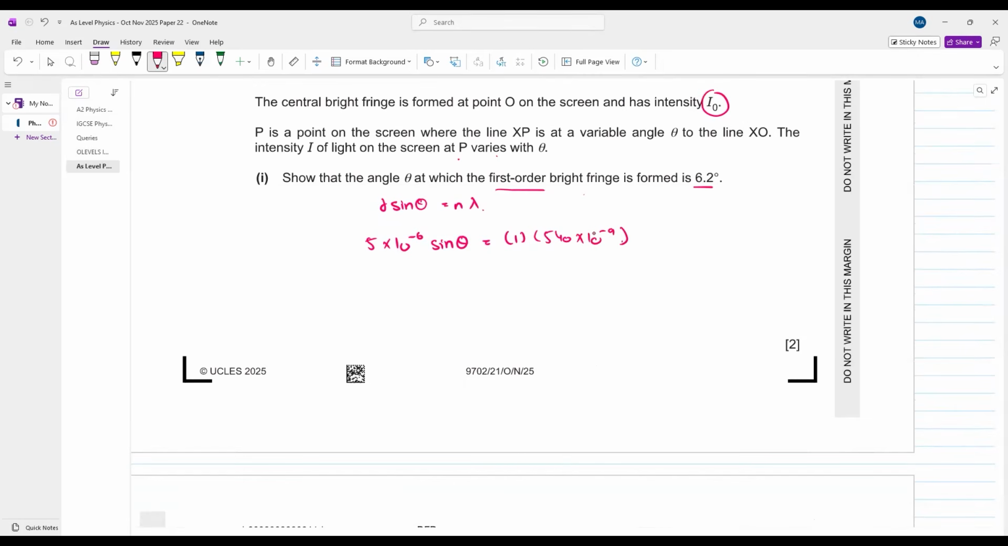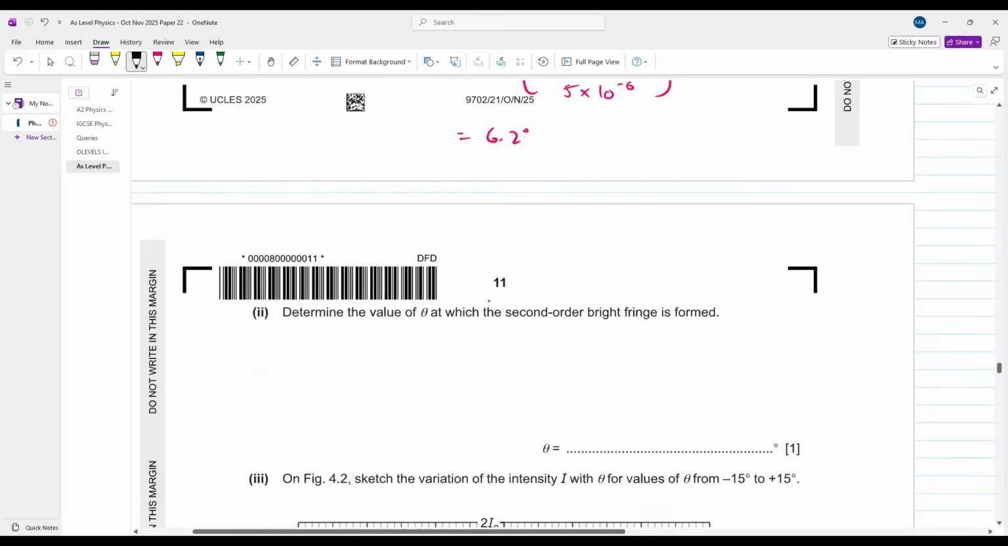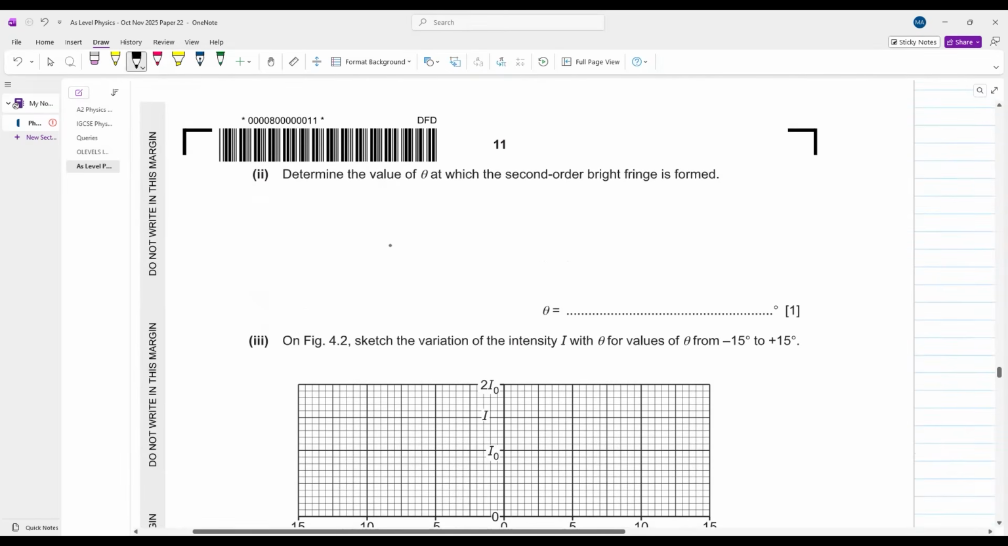Can you calculate sine? Sine theta is equals to 540 into 10 raised to the power of -9 divided by what? 5 into 10 raised to the power of -6. Can you calculate theta? Yes, sine inverse 540 into 10 raised to the power of -9 divided by what? 5 into 10 raised to the power of -6. Can you calculate the angle theta? This comes out to be 6.2 degrees. Simple. Let's further move ahead.